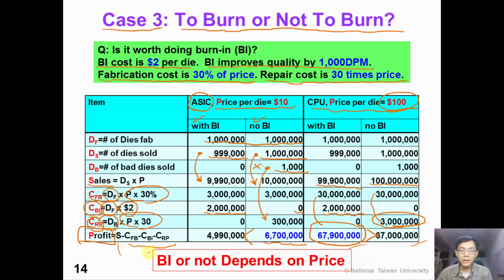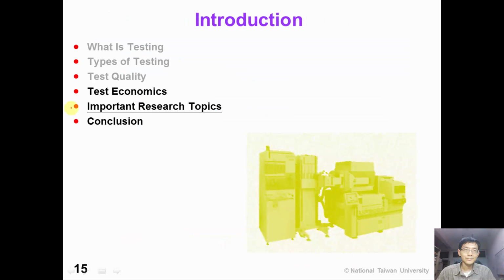From this quiz, we can see that whether we need burning or not depends on the price of the product. So there is no single optimum test decision for all the products. Now let's move on to the future of testing.